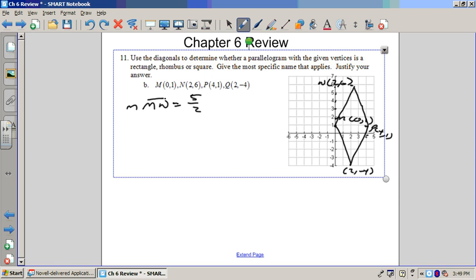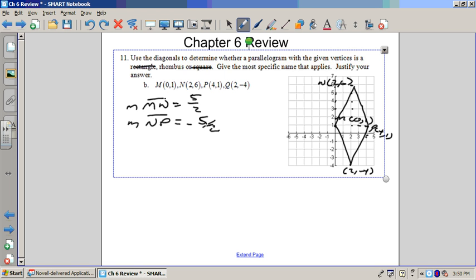The slope of NP is equal to down 1, 2, 3, 4, 5 over 1, 2. So it's down 5 halves. Are those two numbers opposite reciprocals? No, they are not. I do not have a rectangle. If I don't have a rectangle, I don't have a square either.